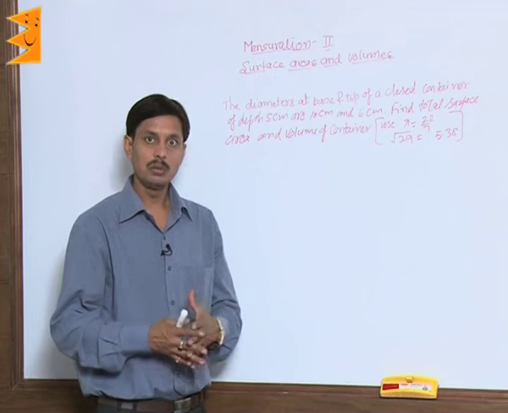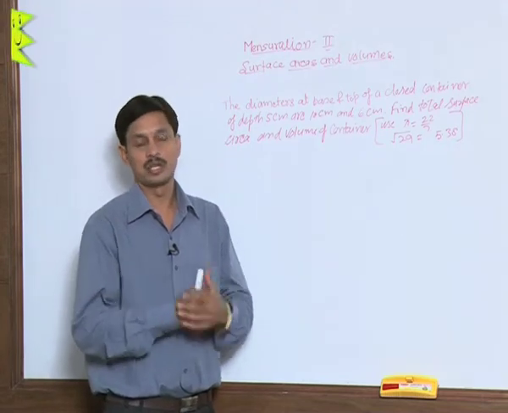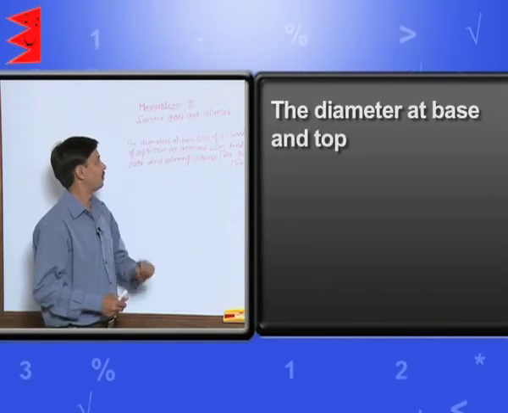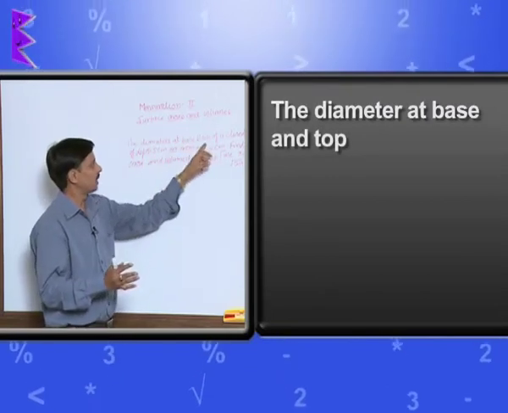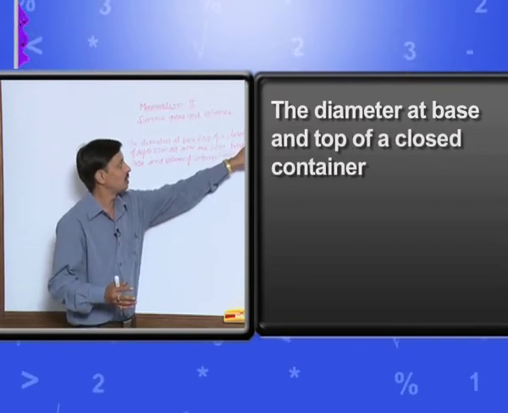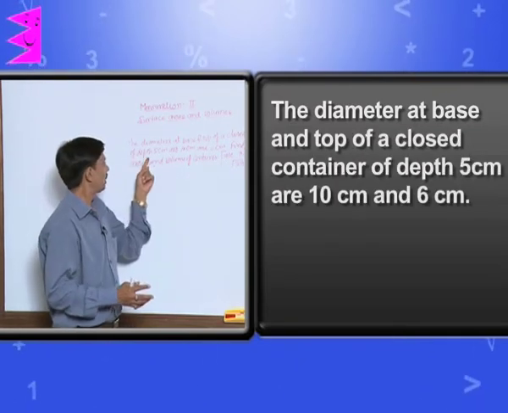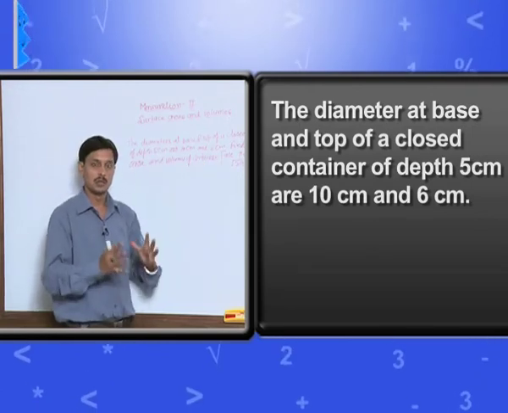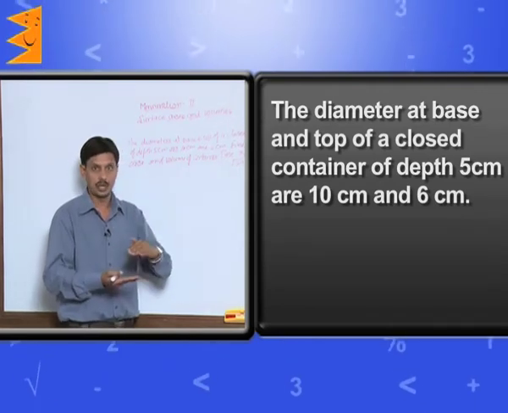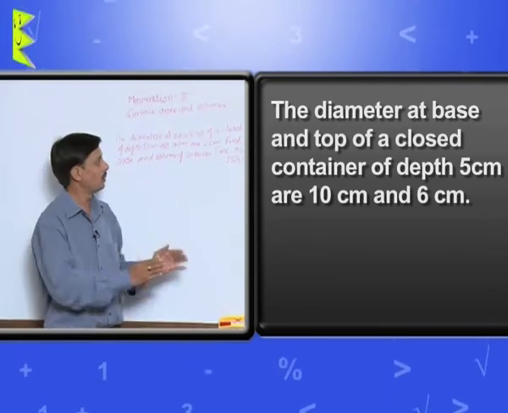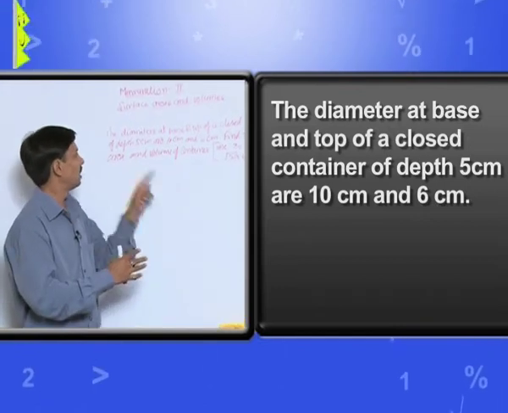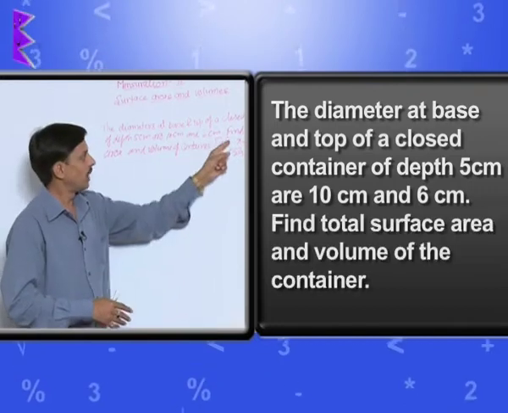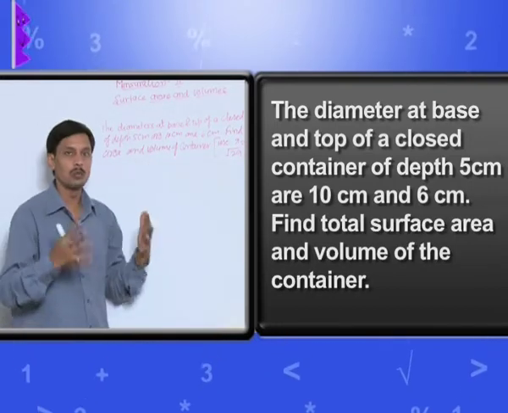Now I will solve a question based on the frustum. The diameters at base and top of a closed container of depth 5 centimeter are 10 centimeter and 6 centimeters. So there is a closed container in the shape of frustum with the depth 5 centimeter and diameters 10 and 6. Find total surface area and volume of this container.